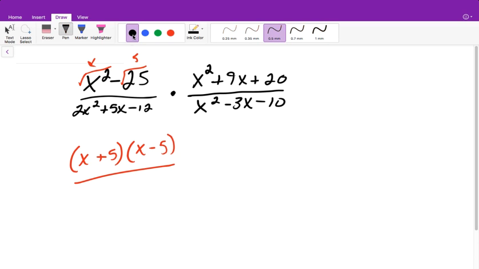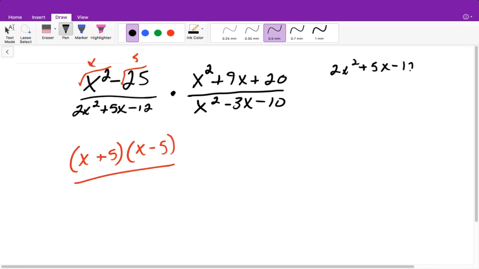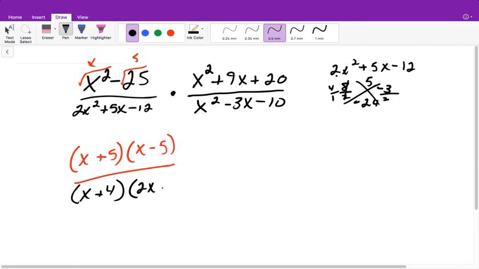Right? Then this 2x squared plus 5x minus 12, we would use the x method. 2 times negative 12 is negative 24. The 5 drops. Numbers that multiply to negative 24 and have a difference of 5 are 8 and 3. And since this one's positive, 8 is positive and 3 is negative. We divide each one by 2. This reduces to 4/1. So then this will be factored out to x plus 4 and 2x minus 3. All right? Then we need to move on to the next one.